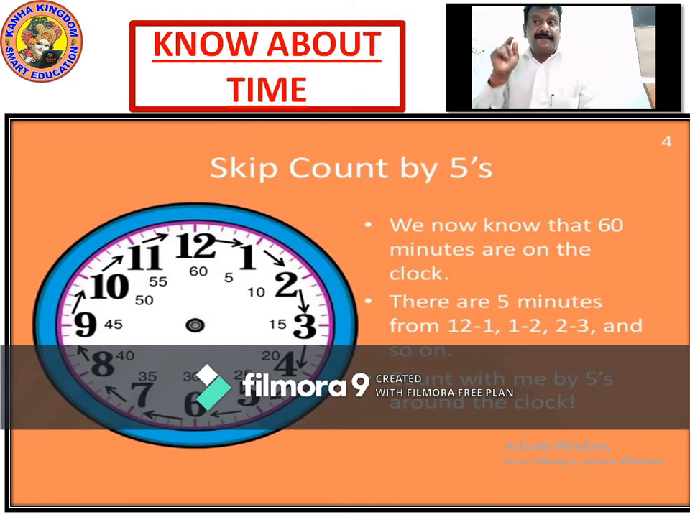From 1 to 4, it comes in 4. 4 5s are 20. 5 times 4, 4 times 5. If it is in 8, 8 times 5 minutes, that is 40. 8 5s are 40, right? So you come to know about skipping 5 minutes. Totally 60 minutes make an hour. There are totally 12 hours in a clock. 1 hour is of 60 minutes. How you calculate 60 minutes? How you skip it? Please write this down.